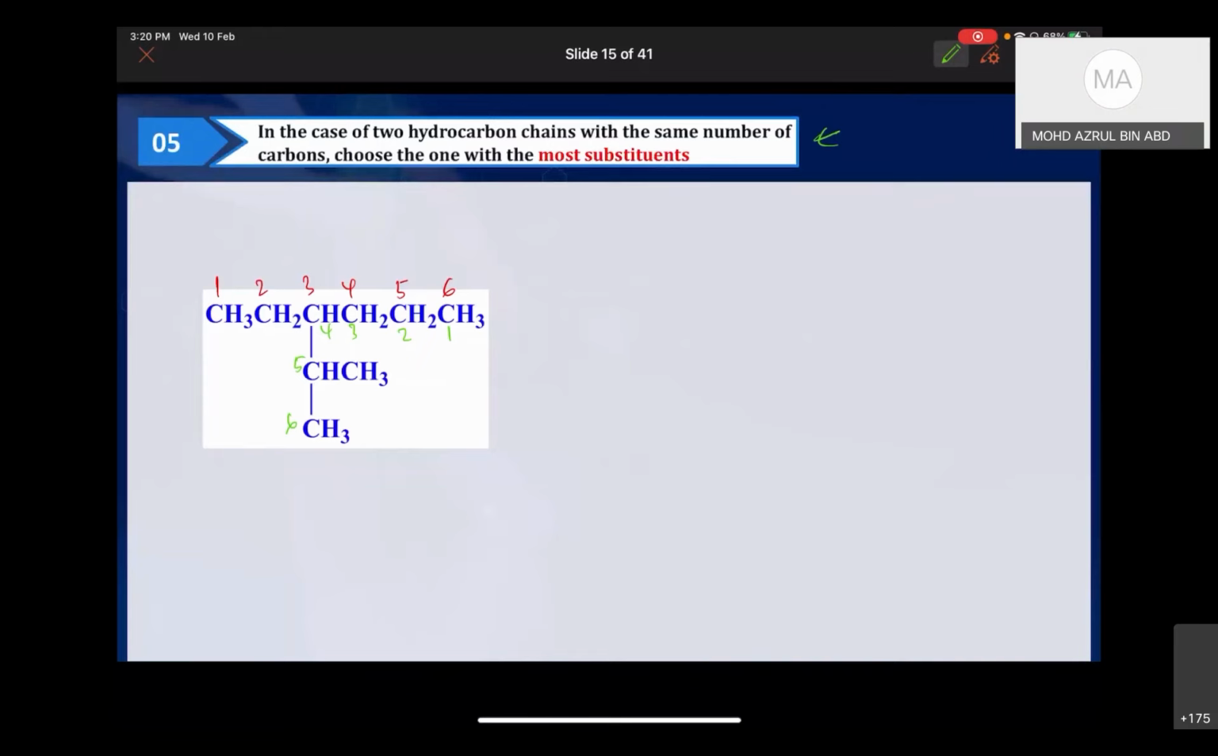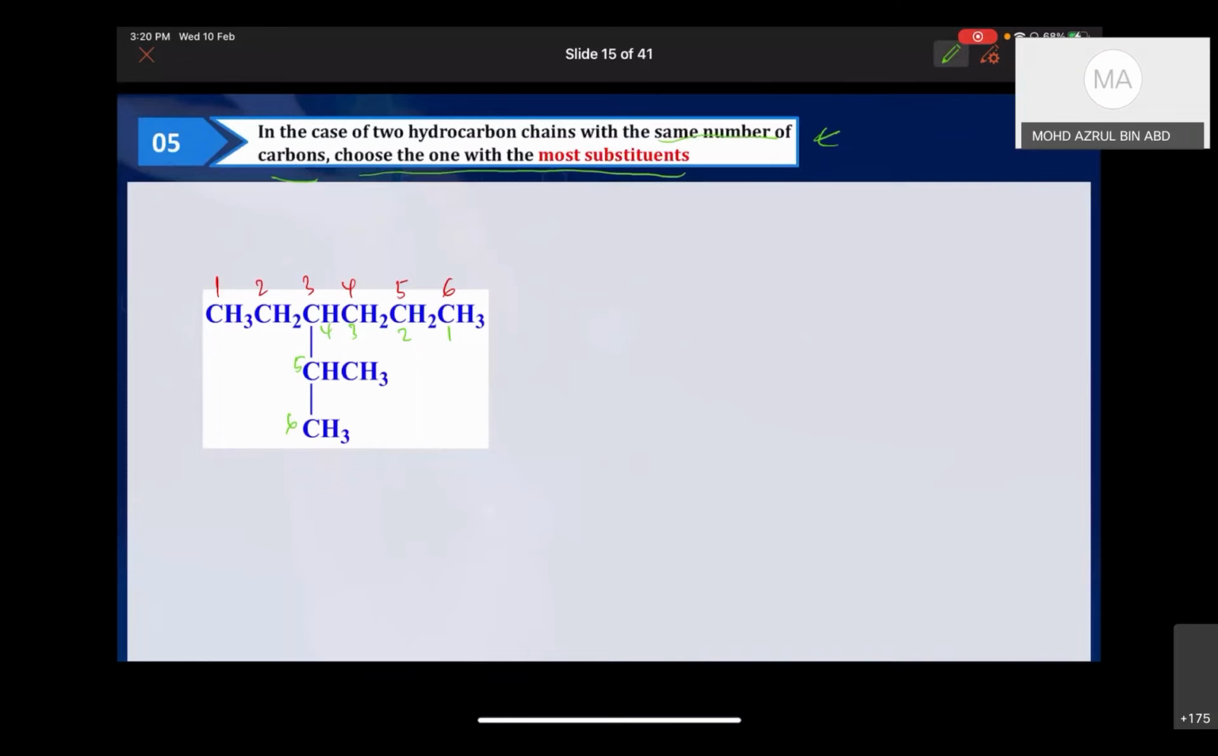The green one or the red one? Red. The red one. Okay, the red one. Okay, let's see. So in the case of two hydrocarbon chains with the same number of carbon, choose the one with the most substituent. Paling banyak substituent, itulah yang kita akan pilih.